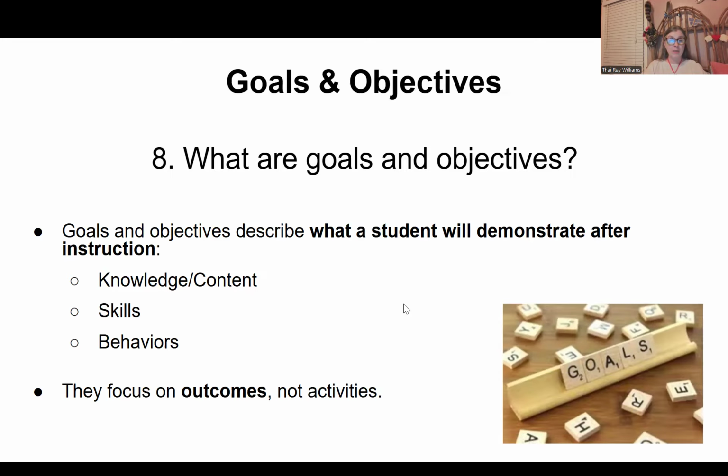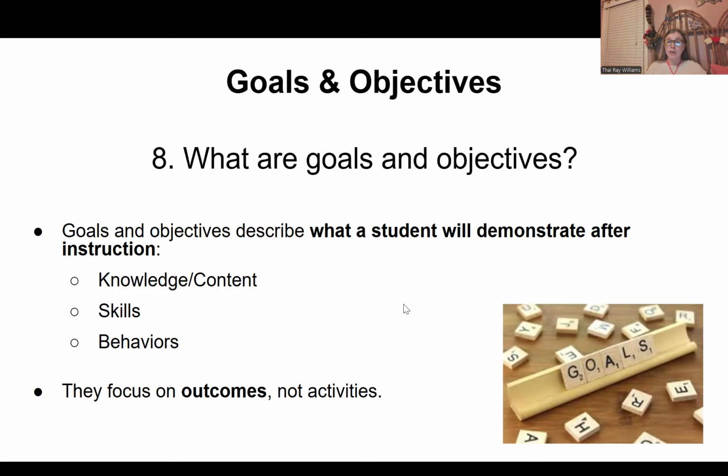All right, welcome back. So let's get ready to finish this up. What I want you to make sure that you remember is that goals and objectives tell us what a student is going to be able to do after we provide instruction. It doesn't happen until after we provide instruction. These are our final results or outcomes we're shooting for.